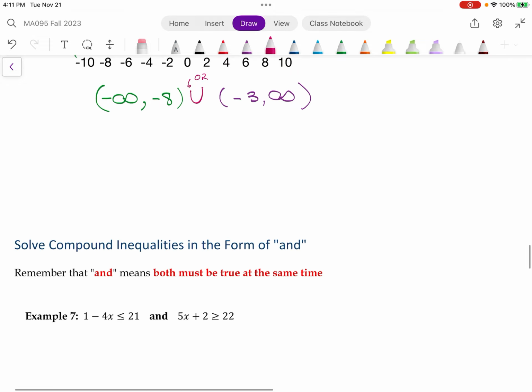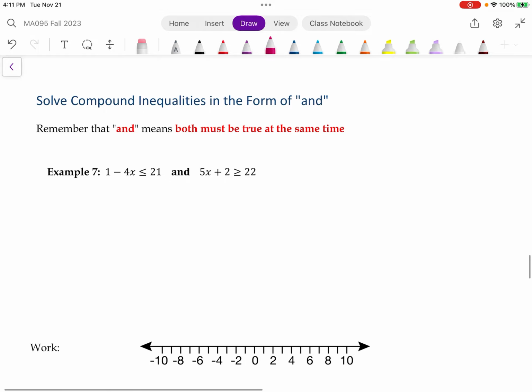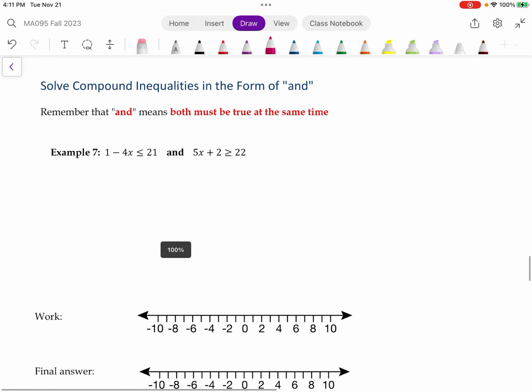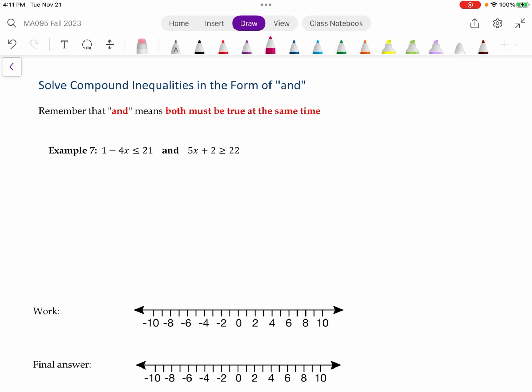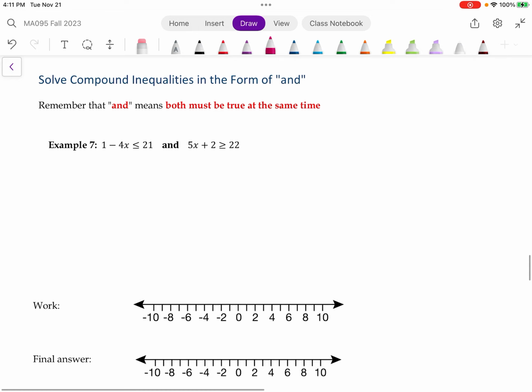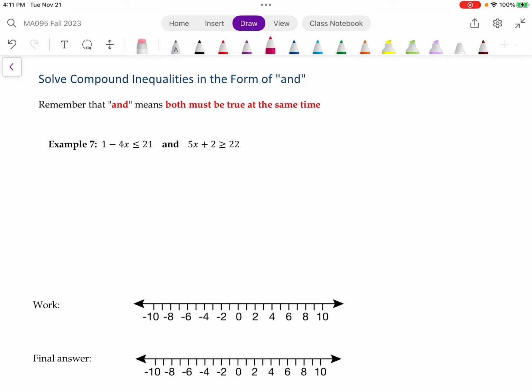All right, let's try compound inequalities of the form and. So remember that and means both must be true at the same time. So it's where they overlap. And if they don't overlap, there is no solution. All right, so pause the video and give this one a try.